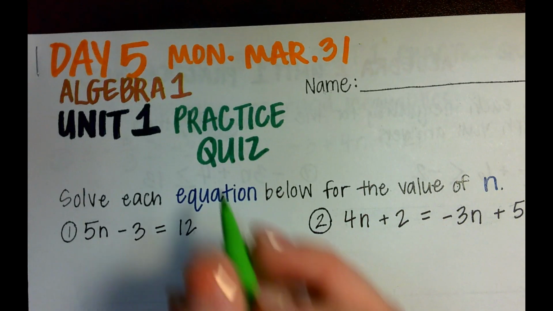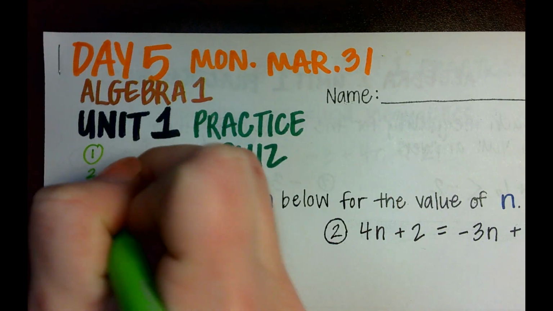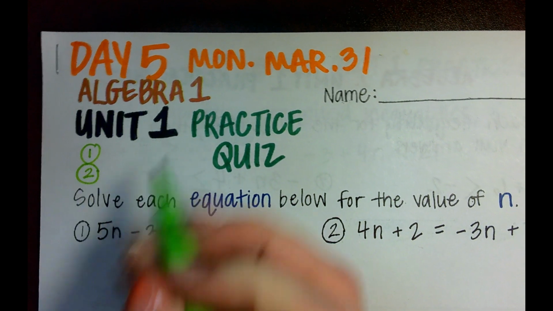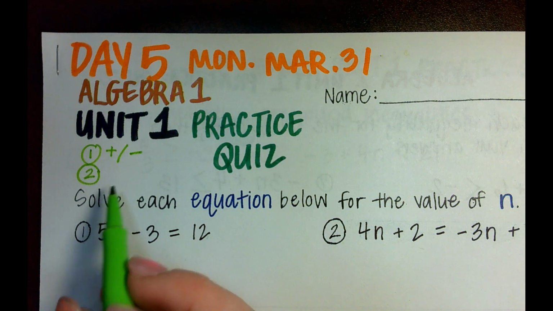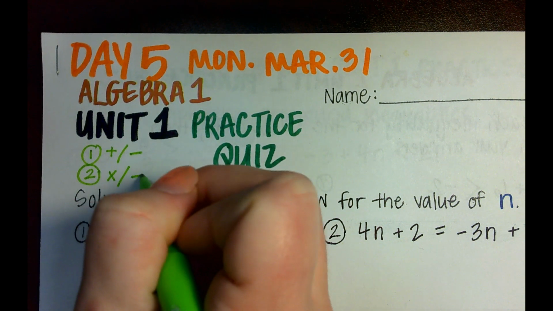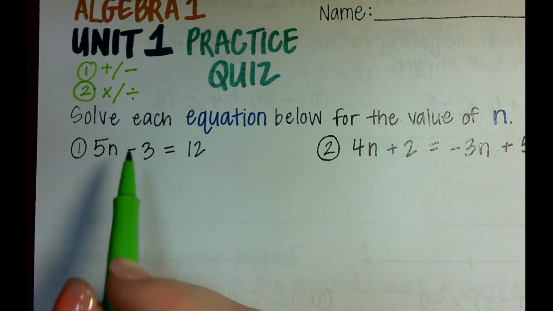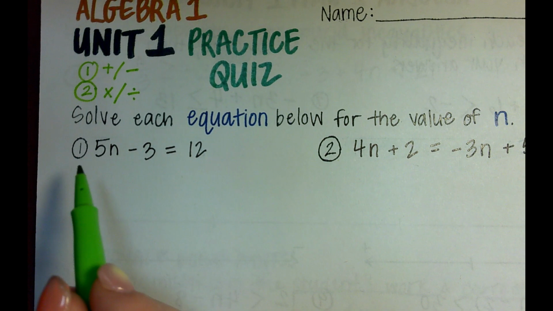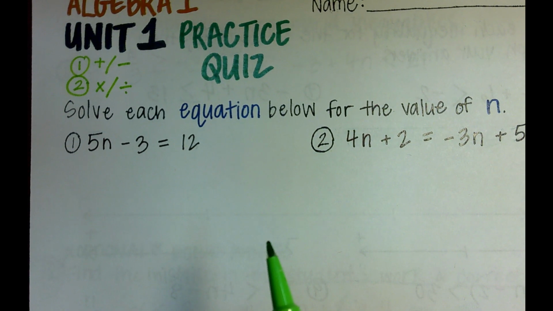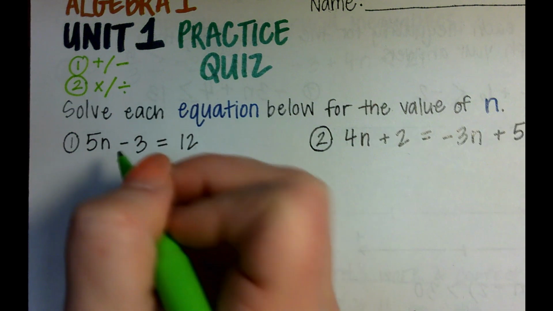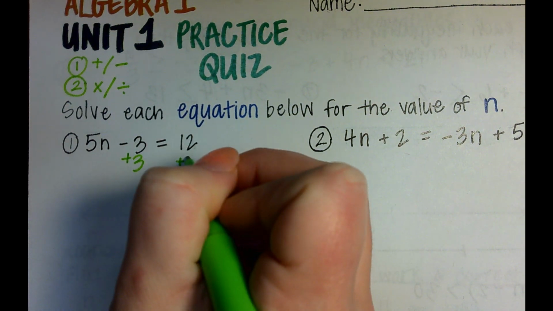Addition and subtraction. So I'm going to make a little note over here just to help me remember as I solve other problems. First, addition and subtraction, then multiplication and division. So that's the order we go in. So we have 5 times n, that's multiplication. We have minus 3, that's subtraction. Which one should we do first? The minus 3. So to get rid of that, we do the opposite. We're going to add 3 to both sides.